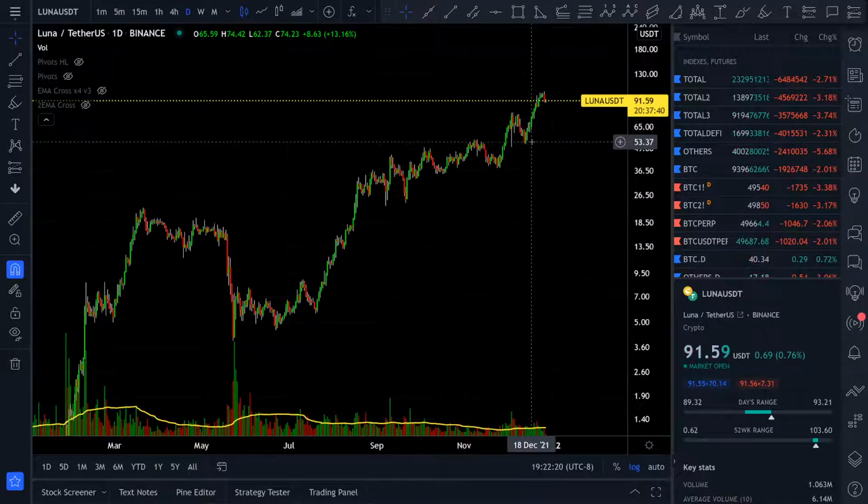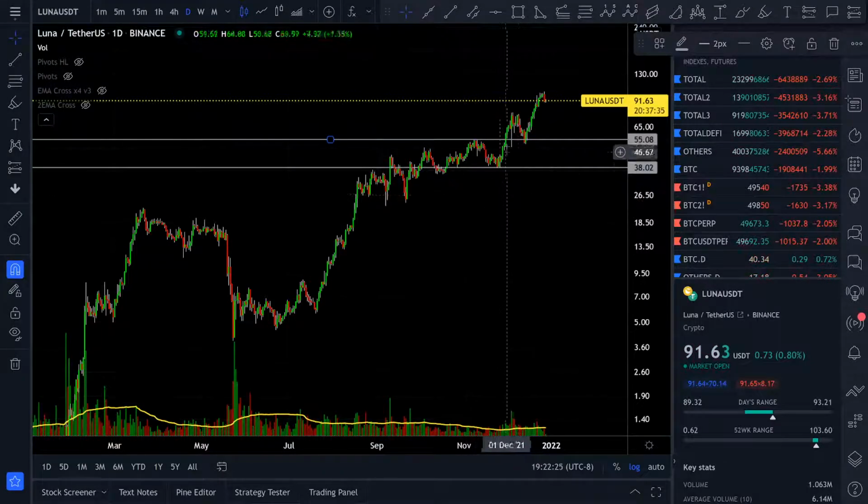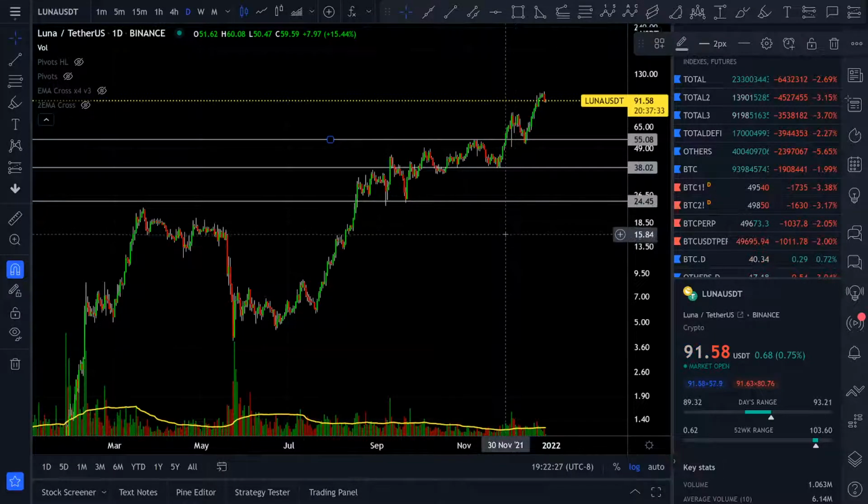Classic technical analysis right here is resistance and support. You could see somebody had resistance and support at like 3 levels.